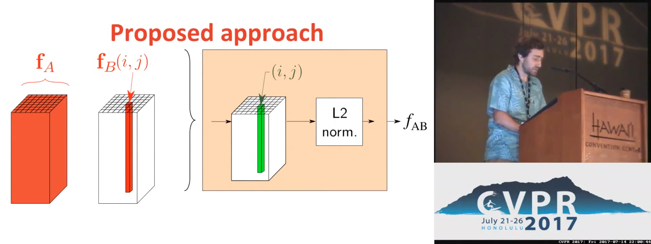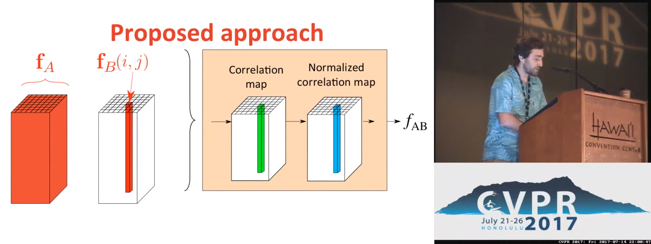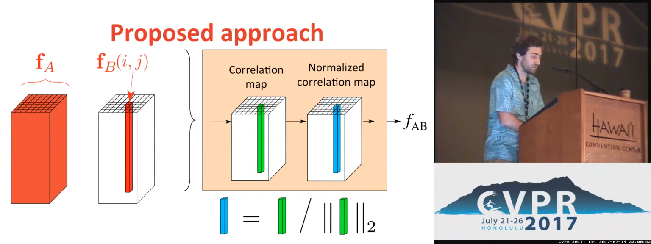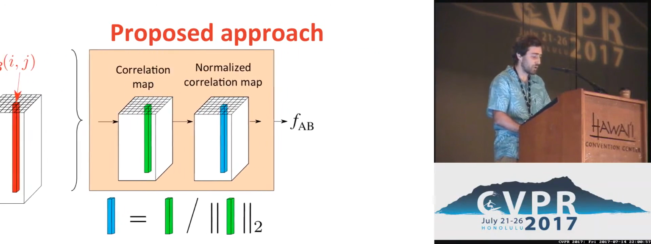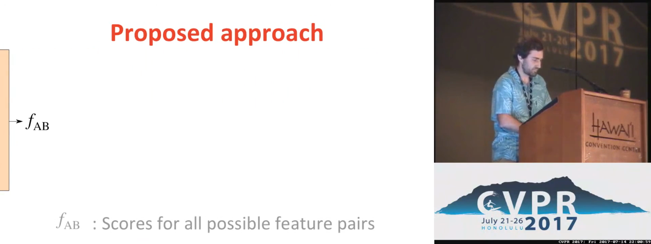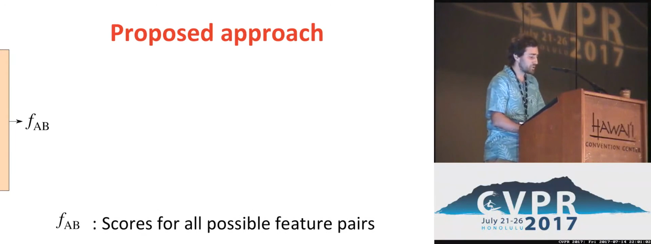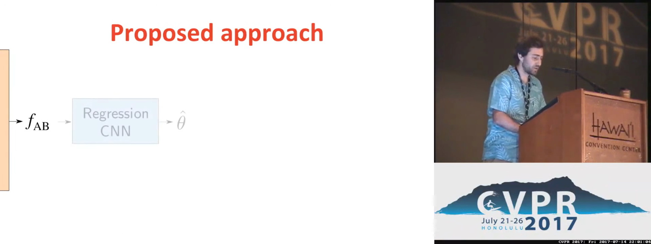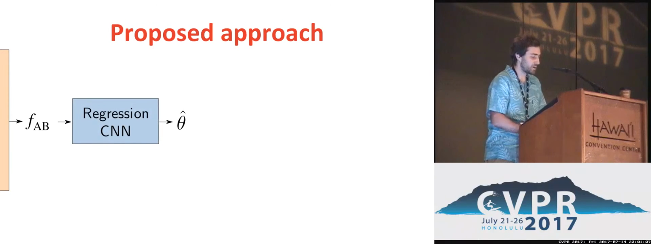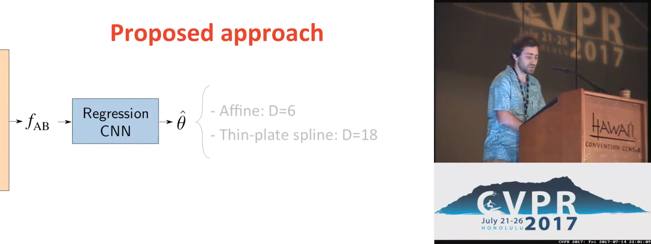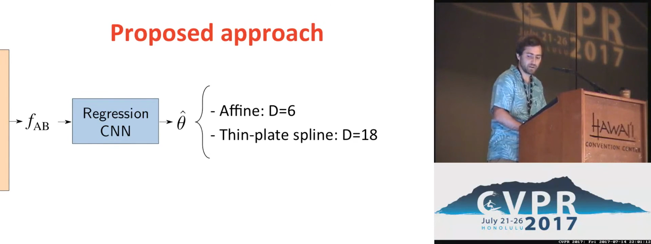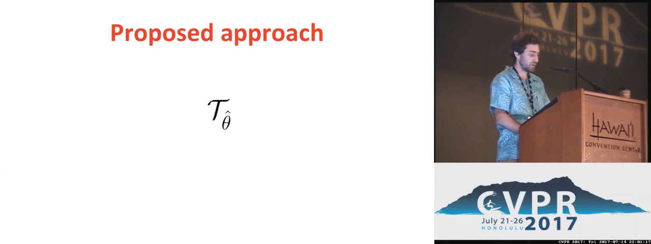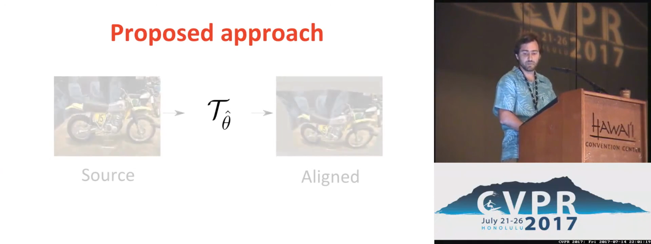Motivated by Lowe's second nearest neighbor test, we perform a per column L2 normalization to downweight ambiguous matches in a differentiable way. So now we have a tensor FAB, which contains scores for all possible feature pairs. We input it into the third stage implemented using a regression CNN, which estimates the parameters of a geometric transformation, such as 2D affine or thin plate spline. So finally, using this estimated transformation, we can align the source image with the target image.